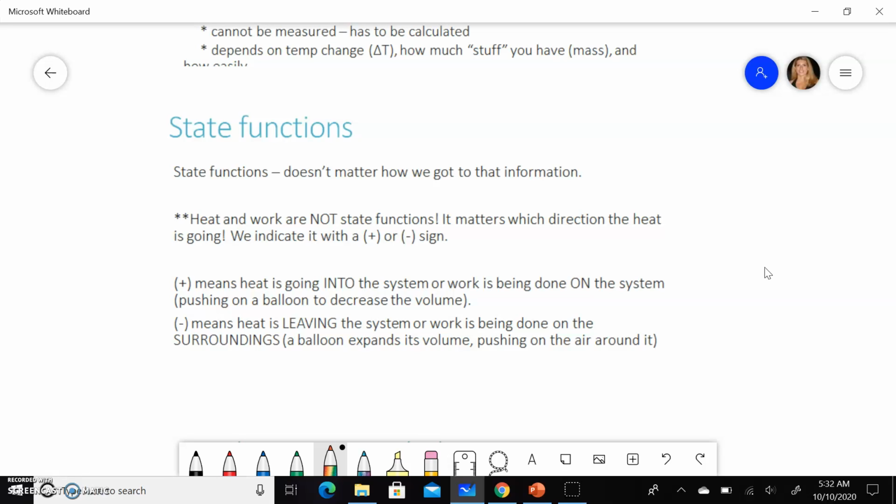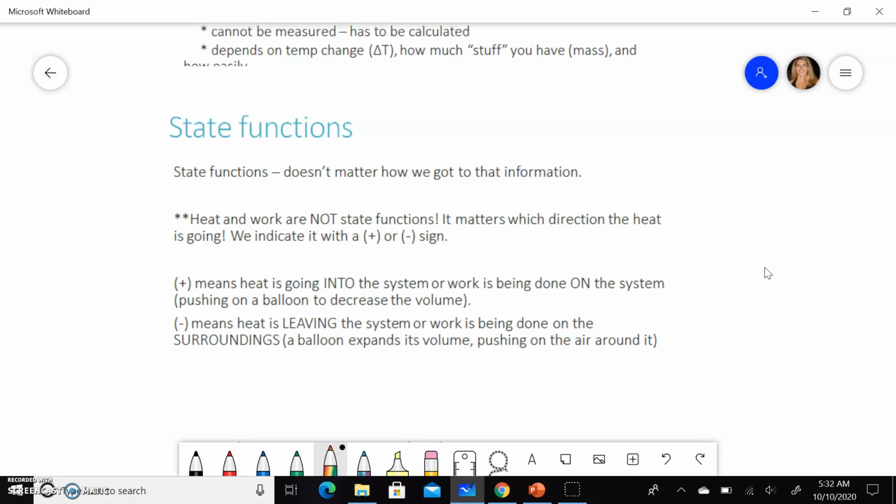But heat and work are not state functions. What that means is that we do care about the direction they're going, and we indicate that with a positive or a negative sign. So you have to get out of your head the idea that positives and negatives have to do with the number line, because in chemistry, they don't always mean that. I know they do in math, but in chemistry, the positive and negative is just telling you which direction the heat or the work is going.